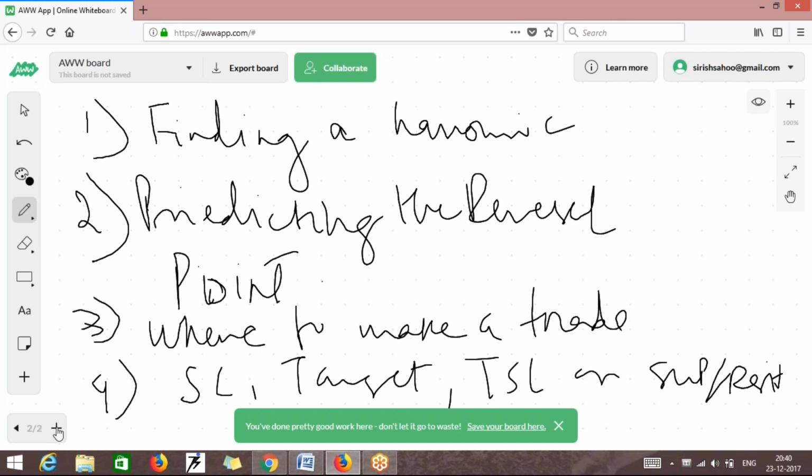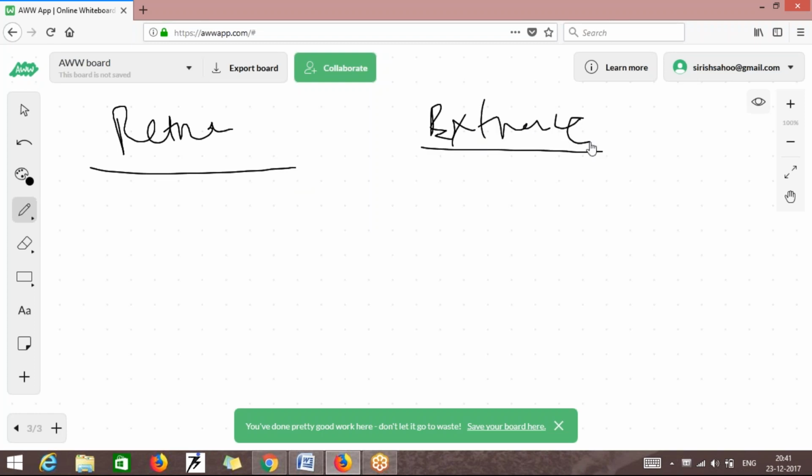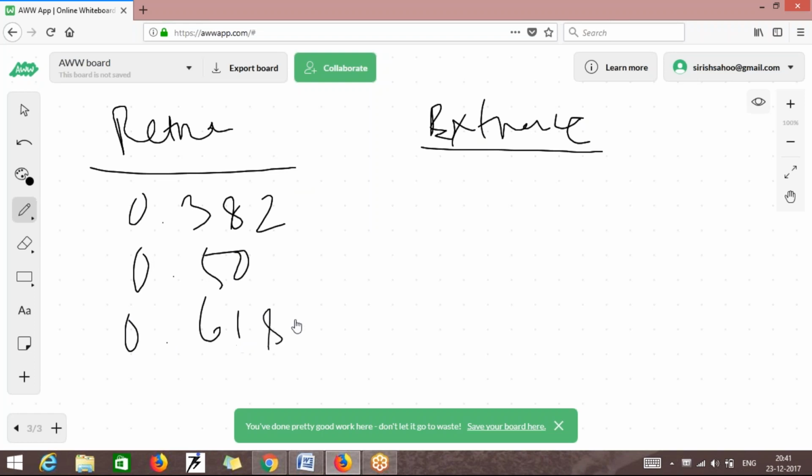In harmonic pattern trading we also use the Fibonacci ratios, which I have already said. There are Fibonacci levels which we have already read, but again to tell, there are two things in Fibonacci. One is retracement levels, one is extension levels. So these are already covered. It's like 0.382, 0.50, 0.618, and also we have 1.272, 1.382, 1.414, and a few more.